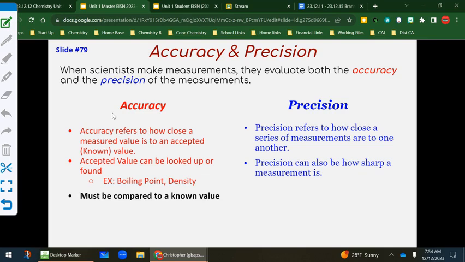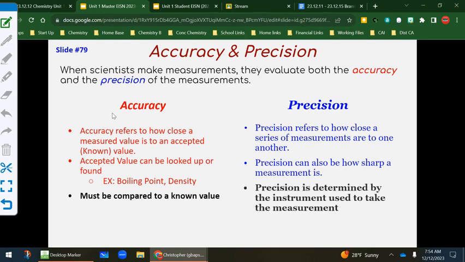So precision is also how sharp a measurement is. And we'll show you both of these in just a moment, ladies and gentlemen. Precision is determined entirely by the instrument that you use to make the measurement.